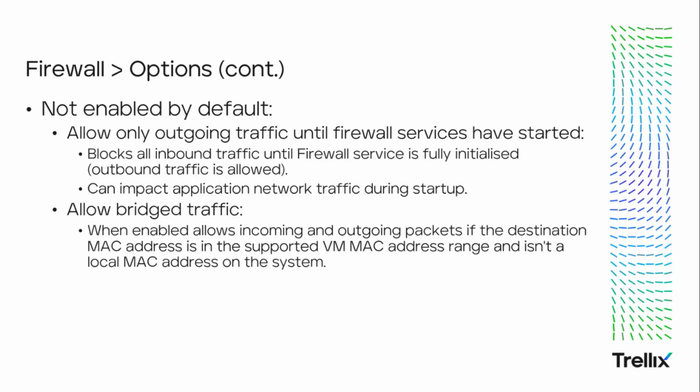And the other one is allow bridge traffic, bridge traffic being traffic that's bridged across multiple network connections. I just wanted to call out one important thing here, which is that this only applies to incoming and outgoing packets if the destination MAC address is in the supported VM MAC address range and isn't a local MAC address on the system. So this means that it applies to VPN, virtual adapter bridging, things like that. But it's not going to apply to a local bridge across local adapters, for example.